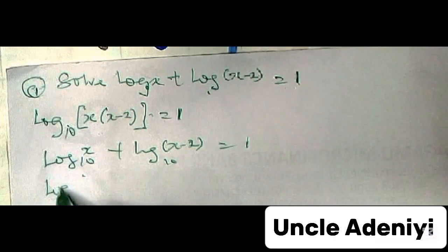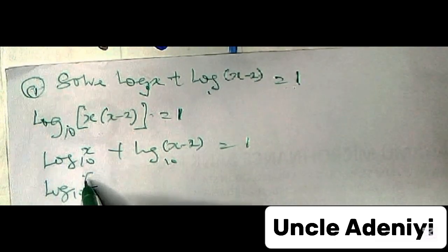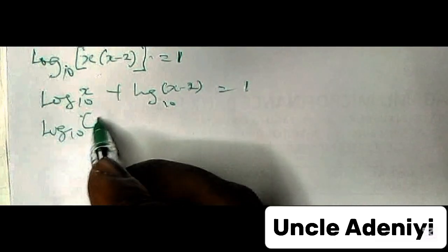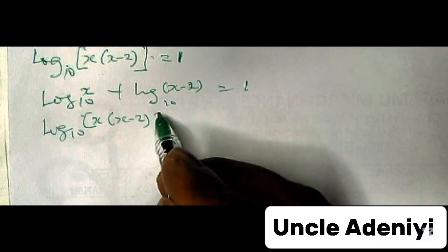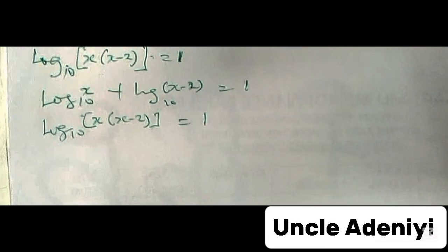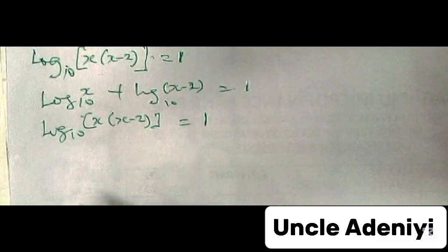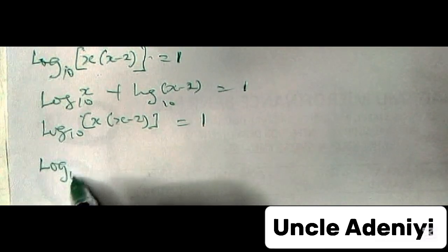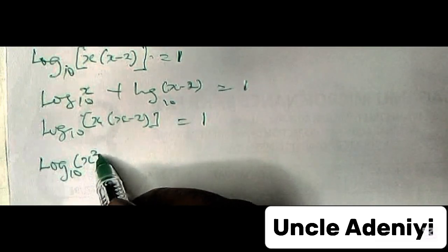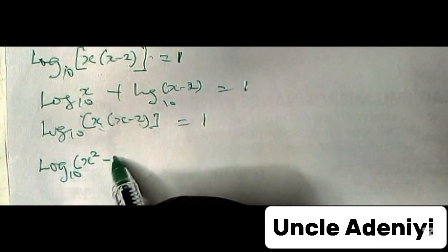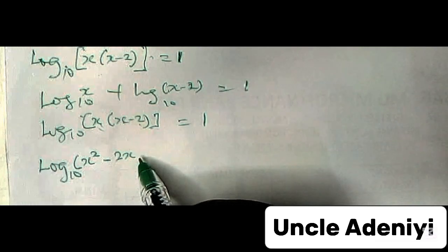Now let me write it again. That will be log base 10 of x bracket (x minus 2), close the bracket, equals 1. I did not do magic. Now as you can see, this can be log base 10 of x times x squared minus x times 2, that will be 2x, right? Am I right?